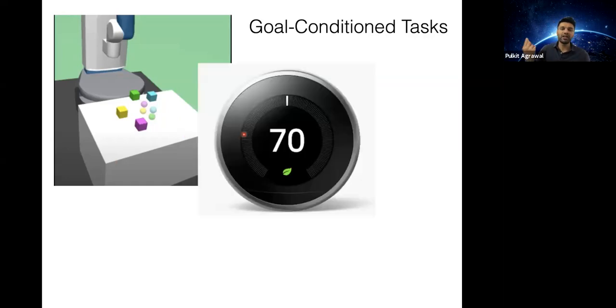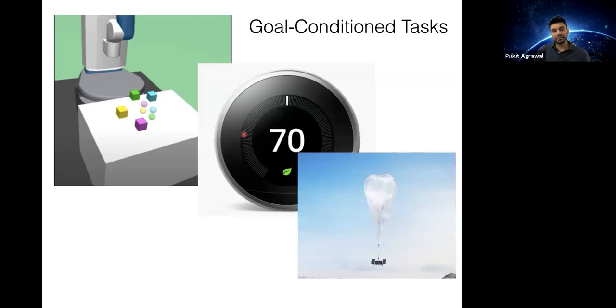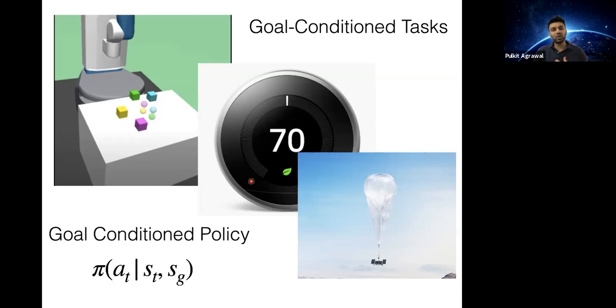Similarly, you might want the temperature to be set at some particular value, say 70 degrees. Or I want my balloon to be stabilized at some location. So these tasks are goal conditioned, and this is what we know as a goal conditioned policy, where my policy contains the current state but also some representation of the goal.